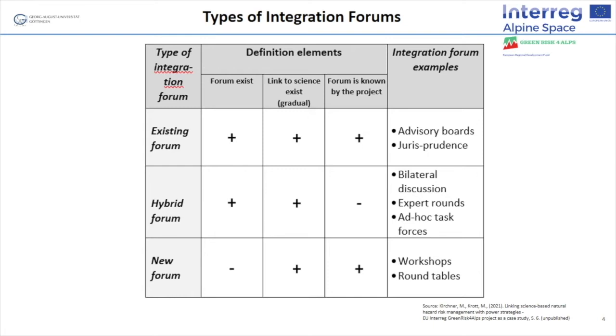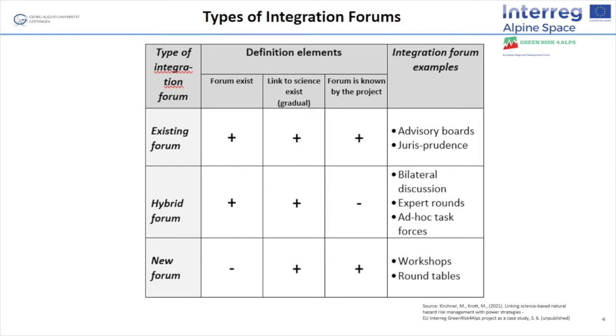A new form has yet to be established by the project and will develop a link to research by the project. An example: a roundtable or workshop format organized by the project. Here, science has to be added to a group of actors from the fields. By using integration forums for knowledge transfer, a research project can play an active role in selecting actors and by choosing or creating specific forums. A forum might be linked to a single actor or to various actors.